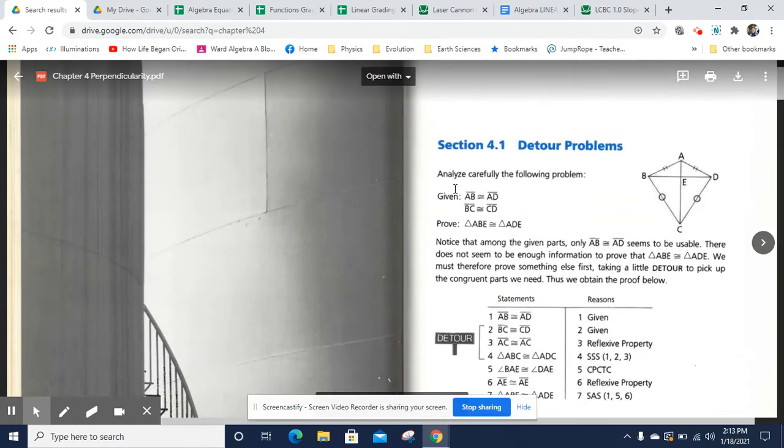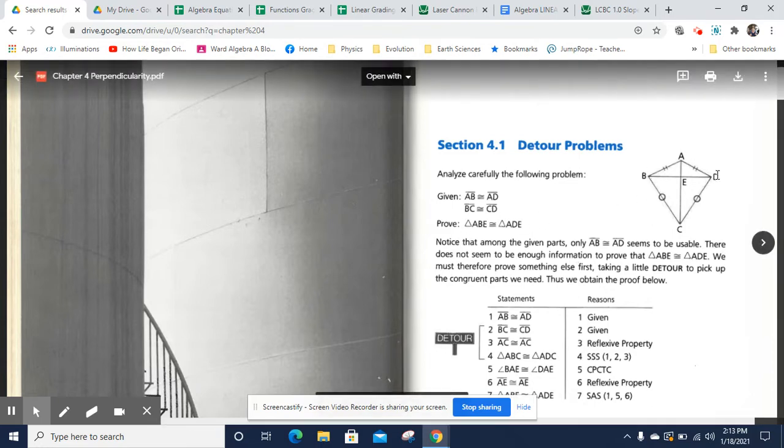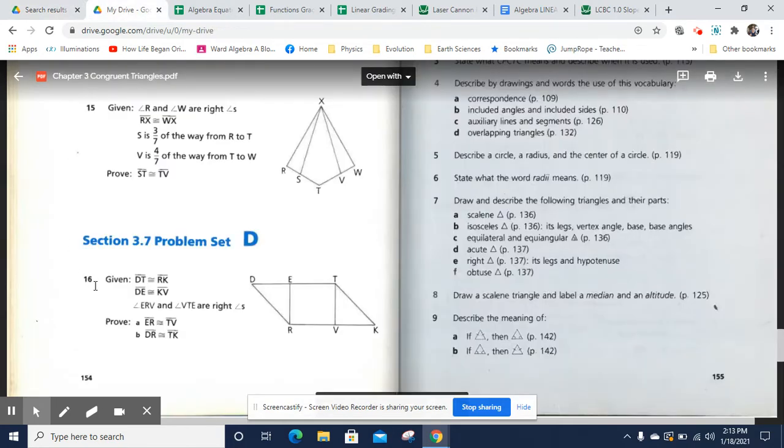A detour problem happens when you are trying to prove something, but you have to prove another triangle. Like maybe you have these two triangles, ABE and ADE, that you want to prove are congruent, but you don't have enough information to prove them. But you do have enough information to prove another set of triangles are congruent, which will lead to CPCTC, which will lead to those triangles. So it's a detour. To illustrate that, we previewed this one with Chapter 3.7, number 16. When we look at Chapter 3.7, problem set D, there's this question 16.